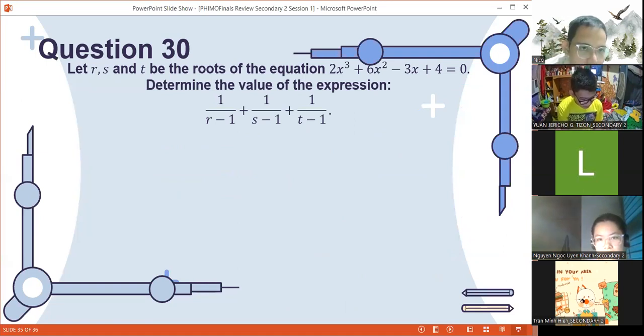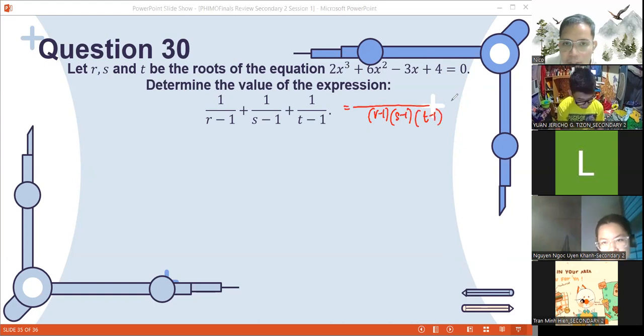Let R, S, T, and P be the roots of this equation. Determine the value of the expression. So in here, we're going to need to multiply the values first, no? So we have this one as (R minus 1)(S minus 1)(T minus 1), and then I add all of them, sorry. So that is (S minus 1)(T minus 1), plus (R minus 1)(T minus 1), plus (R minus 1)(S minus 1).